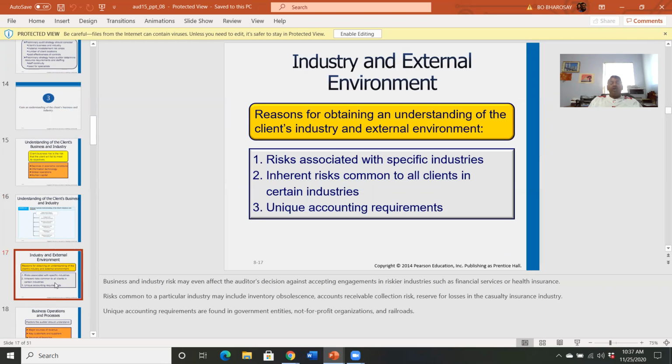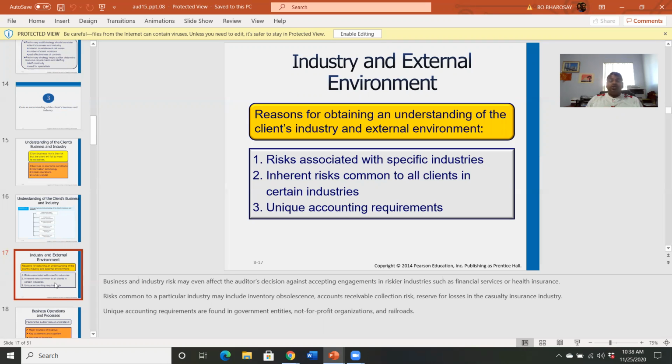Industry and external environment. Reasons for obtaining an understanding of the client industry and external environment. There are risks associated with specific industries, especially in this COVID-19 environment. If you're in the retail physical stores, chances are some of those businesses are going to go out. Because of COVID-19, everybody now has an Amazon Prime account and they're shopping online. Your groceries are delivered to your home. So rather than going out to the little stores to shop, people are going to be accustomed to shopping online. And a lot of what we are learning now during COVID-19 is here to stay.